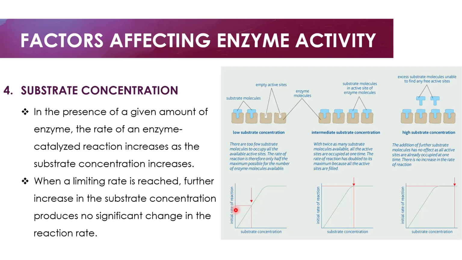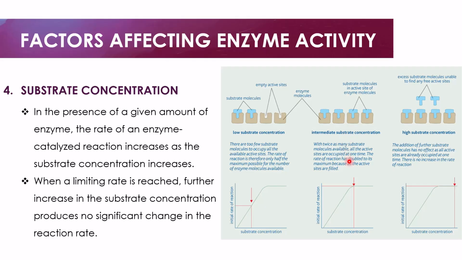So as you can see from the graph over here, this is the maximum rate of reaction. So at low substrate concentration, the rate of reaction is half the maximum rate of reaction. So the next is the intermediate substrate concentration. So what happens here is that we have almost equal substrate molecules and enzyme molecules.